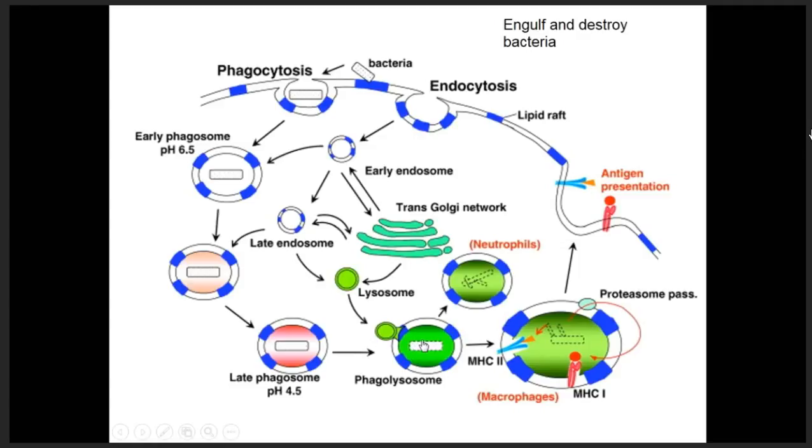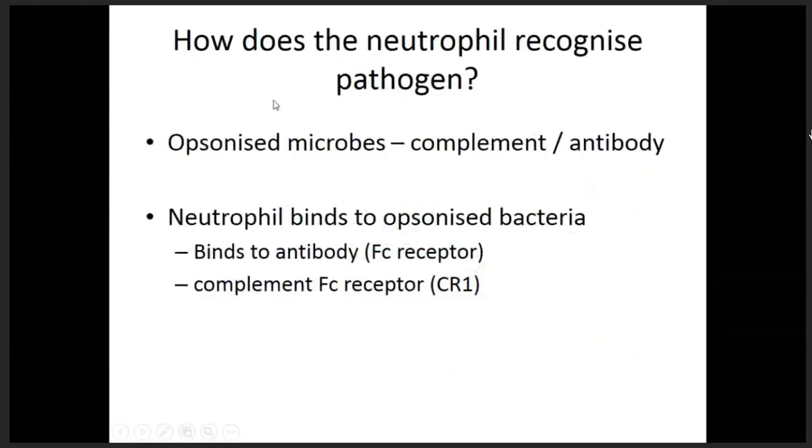So the phagolysosome then subsequently causes the degradation of the pathogen within the lysosome. But how does it do that? Okay, so how does the neutrophil recognize the pathogen? The microbe will be opsonized either with complement or antibody, C3b or C4b, or antibody.